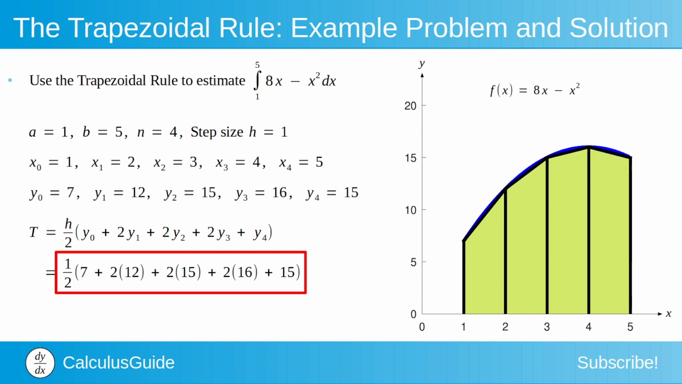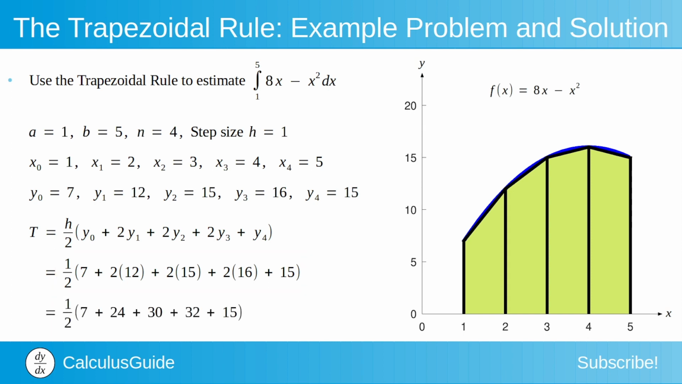This expression, now highlighted, is equal to a half multiplied by left bracket 7 plus 24 plus 30 plus 32 plus 15 right bracket. This is equal to a half multiplied by 108, which is equal to 54. I've now estimated that the integral from 1 to 5 of 8x minus x squared with respect to x is equal to 54. This concludes this example problem and solution.